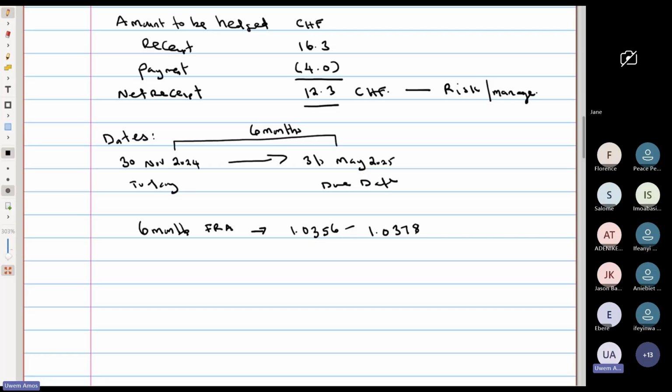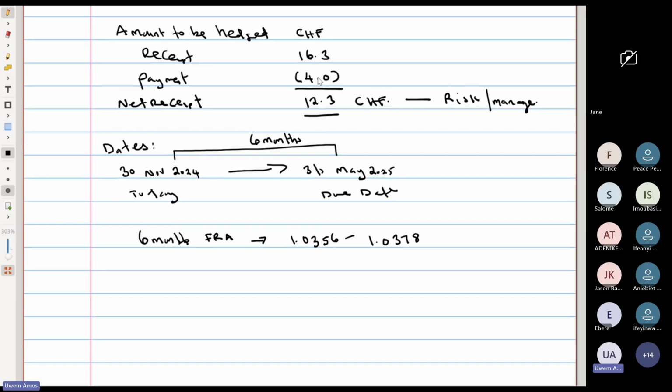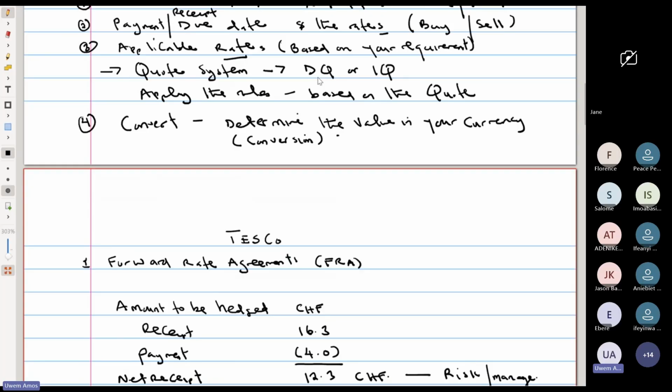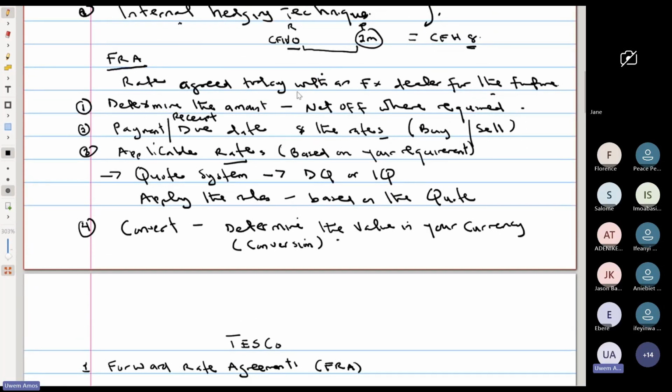So in our case, we are receiving Swiss francs, and we are Americans. We use the US dollar. Because we are receiving, we need to sell the Swiss francs to the FX dealer. So the FX dealer is going to buy the Swiss francs from us. So we need to know which of these rates is applicable. How do we do that? A couple of steps you need to take. One is you need to know how the currency is quoted, because that is what will determine what you do.